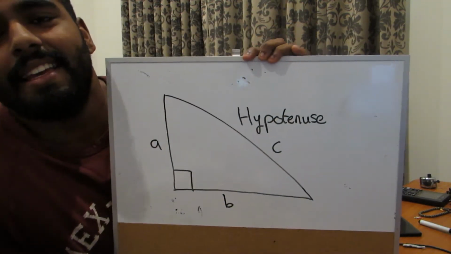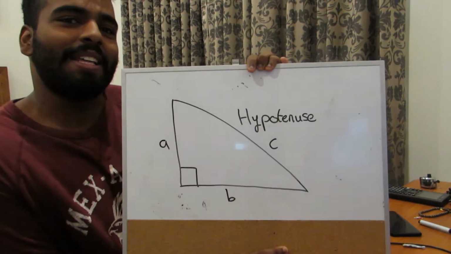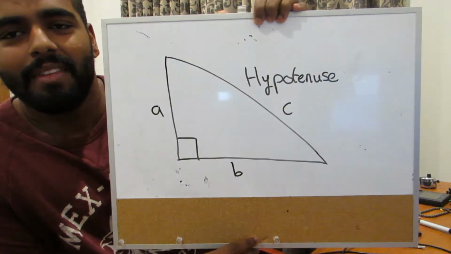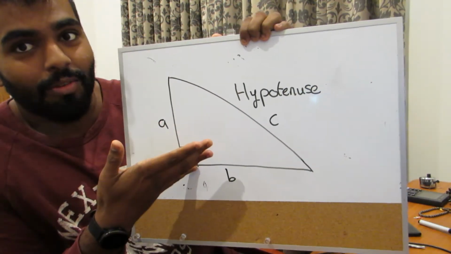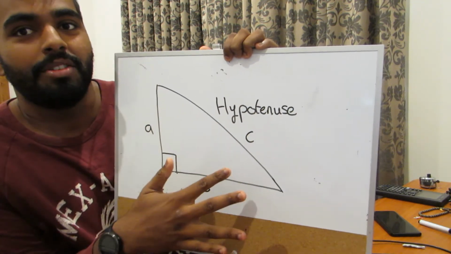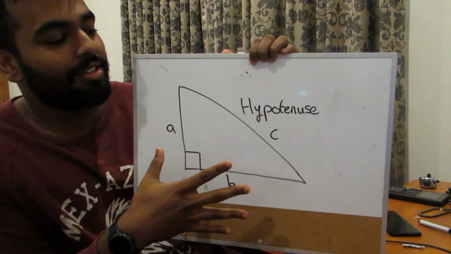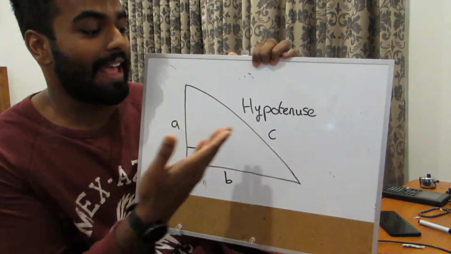So this is a right angle triangle. You can tell it's a right angle triangle by the right angle. If you can see, across from the right angle is something called the hypotenuse. It's the longest side length of a right angle triangle, and it's represented as a C.